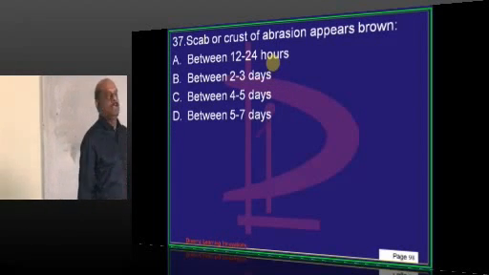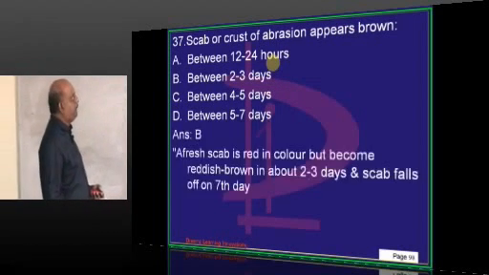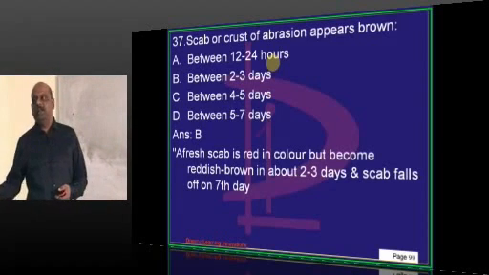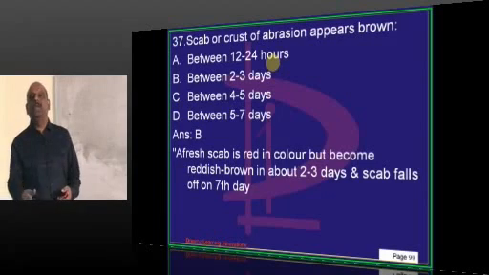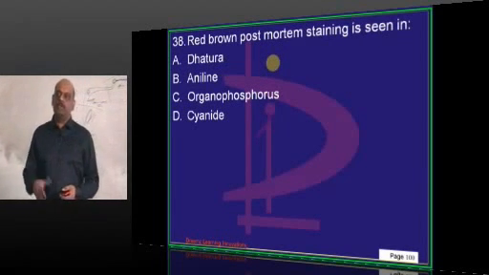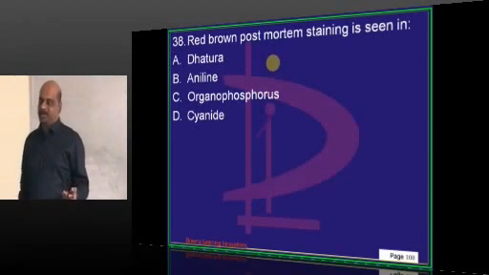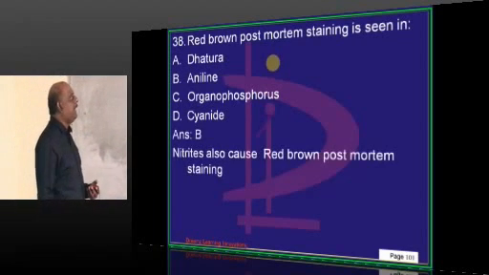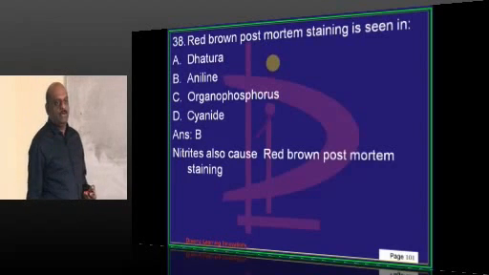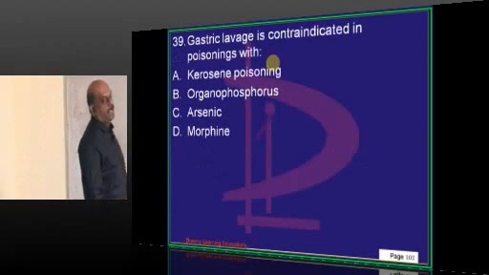Scab or crust of abrasion appears brown typically between 2 to 3 days. Once more, what time, what color of the scab? Based on the color of the scab, can you guess what is the age of the scab? Is a favorite nonsense question asked in entrance exam. Then red brown color of the postmortem staining, another very standard question. So where do you see typically nitrates and aniline poisoning lead to development of red brown postmortem staining.